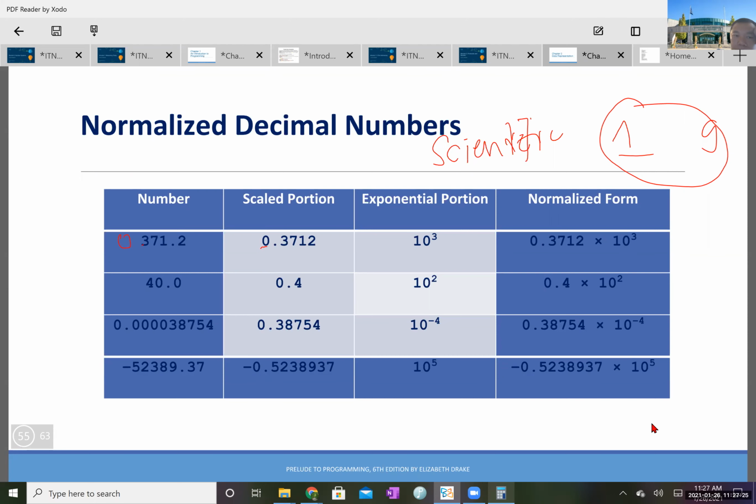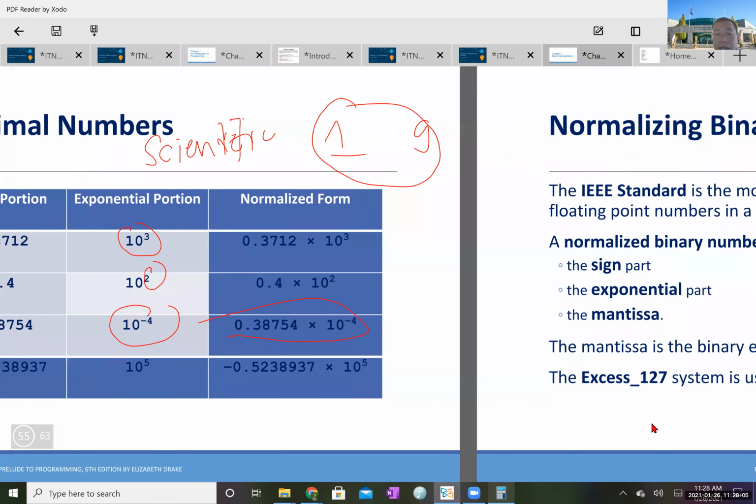So in order to do that, you have to move 1, 2, 3. You move the 3 to the left. That's why the exponent here is 3. You have 0.3712 times 10 raised to 3 here, the same as this one. Starting from this one here, you move to the left 2. That's why you have positive 2 here. For this one, starting from this one, 0 point here, we see 1, 2, 3, and 4. So we move to the right 4, and you have negative 4 here. This case is a normalized decimal number, and that is for the decimal.